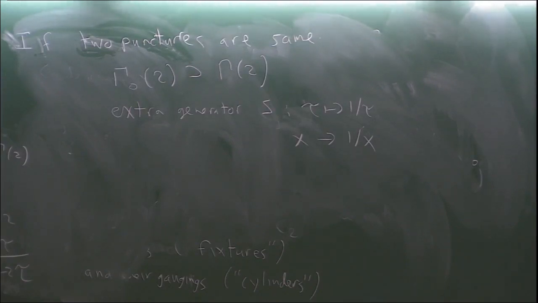Two punctures decorated by the same nilpotent orbit, right? So I can't tell the difference when I swap them, right?